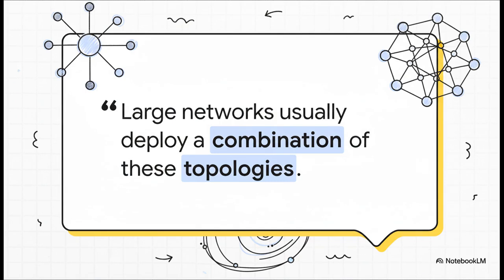But here's the thing about the real world. It's almost never just one or the other. Any big global company is going to use a hybrid model. They might use a hub and spoke design for their smaller regional offices, but then connect their huge data centers with a super reliable full mesh. It's always about finding that practical sweet spot between cost, efficiency, and reliability.